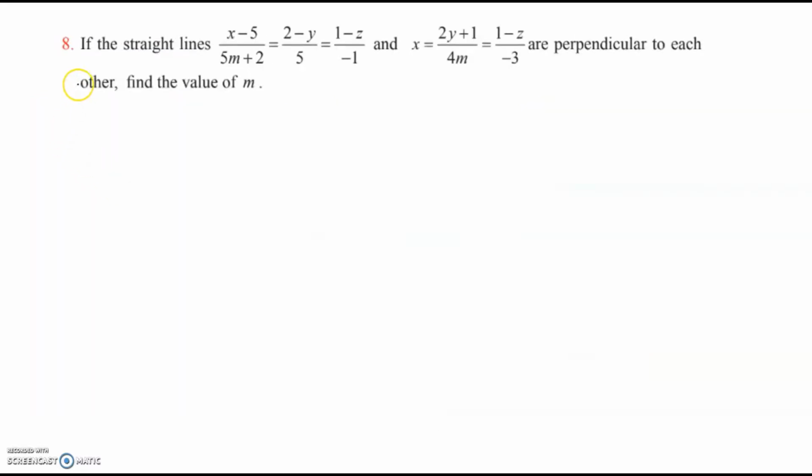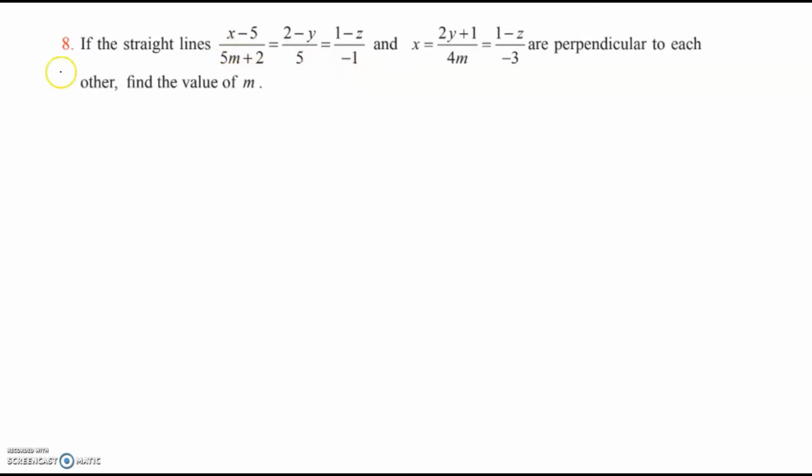Question number 8. If the straight lines given by this and this are perpendicular to each other, find the value of m. So you have m here and you have a m here. Now these two lines are given, but they're not written in the form of Cartesian equations. So let's rewrite them in the Cartesian equations form.